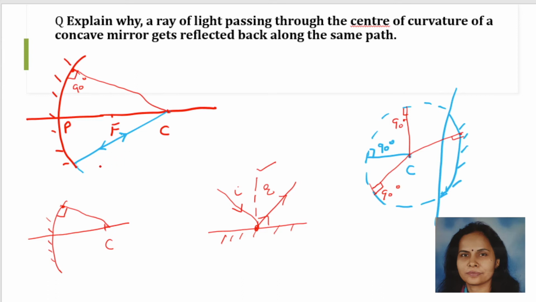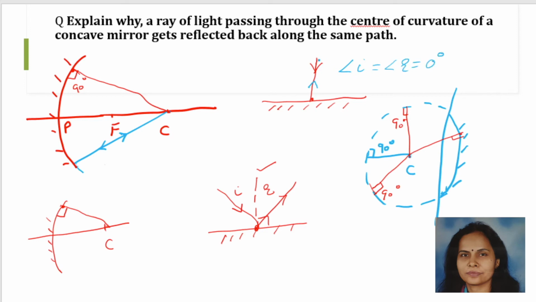So what happens here when the incident ray passes through the center of curvature? This is a similar case to when, suppose, this is your plane mirror, this is your point of incidence, and this is your normal. Now the incident ray is also falling along the normal itself, right? If the incident ray is falling along the normal, then what will be the reflected ray? The reflected ray will also retrace its path. Here angle I is equal to angle R, that is equal to 0 degree, right?